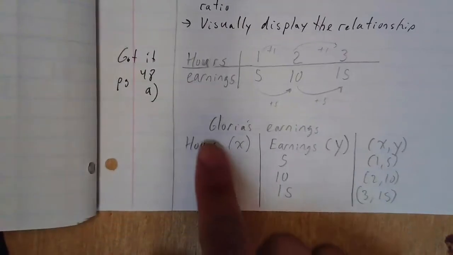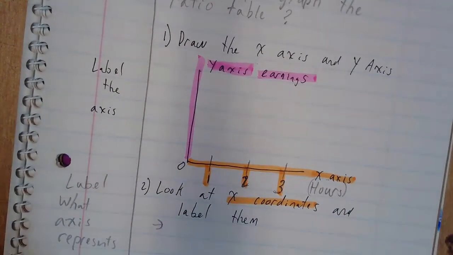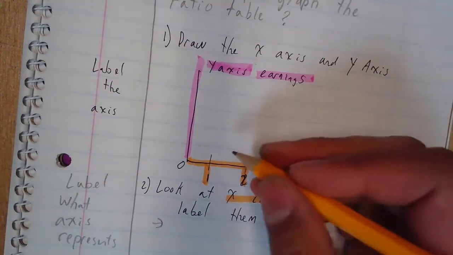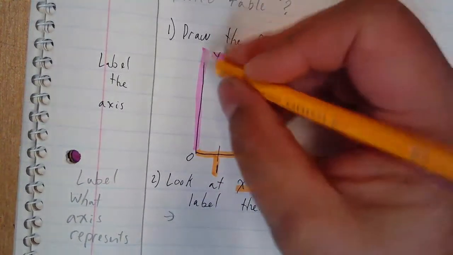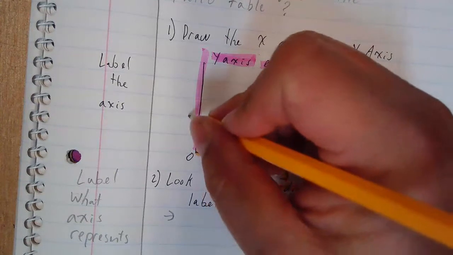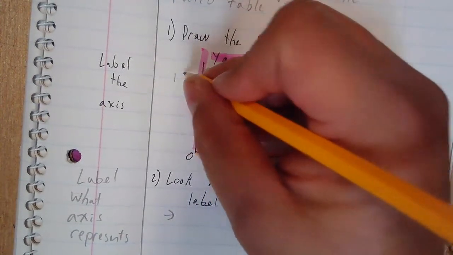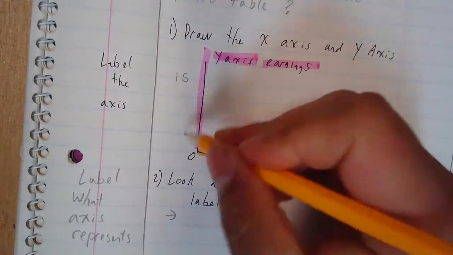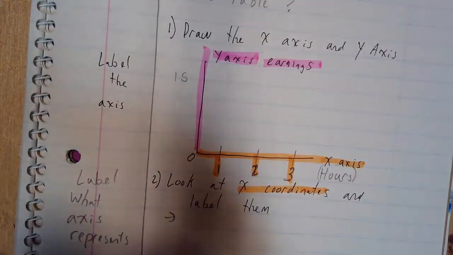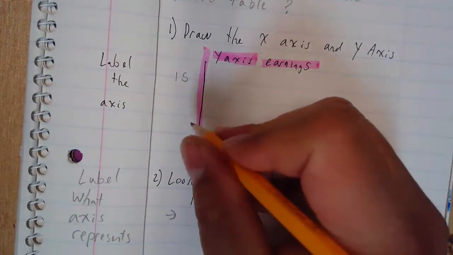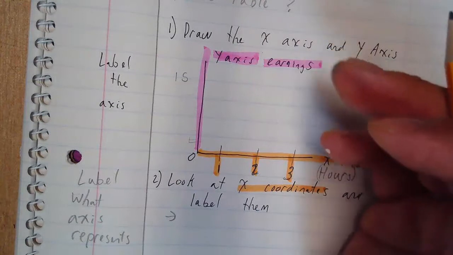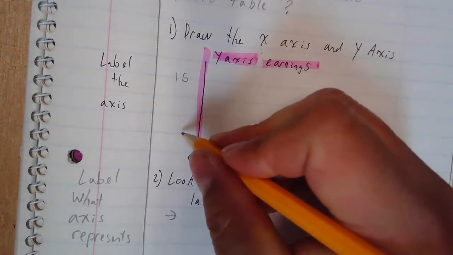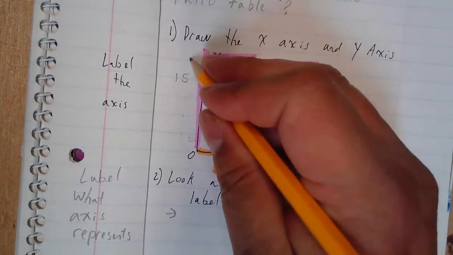Now look, let's review again. Hours, earnings: 1, 5; 2, 10; 3, 15. So it goes up to 15, right? Somehow or another, I have to get to 15. Let's see. That's as far as it's going to go. From here to here, I could draw little tick marks, 1, 2, 3, 4, 5, 6. Or I can count by groups: groups of 2, groups of 3, groups of 4, etc. So, I could try 3. Let's see, 3, 6, 9, 12, 15. That could work.